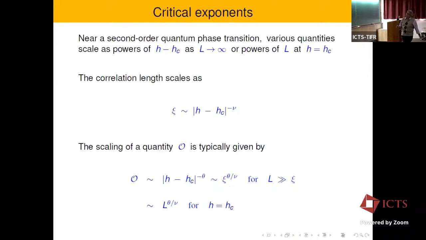Okay, so the next thing we did is we looked at the critical exponents. As you know, near a second order quantum phase transition, various quantities will scale as powers of h minus hc if the system size is very large, or as powers of L if you're sitting exactly at the critical point. So for example, the correlation length will scale as h minus hc to the minus nu, where nu is this correlation length exponent. And if you take some other quantity, it will scale as h minus hc to some power if L is very large, or as L to some power if h is exactly hc.